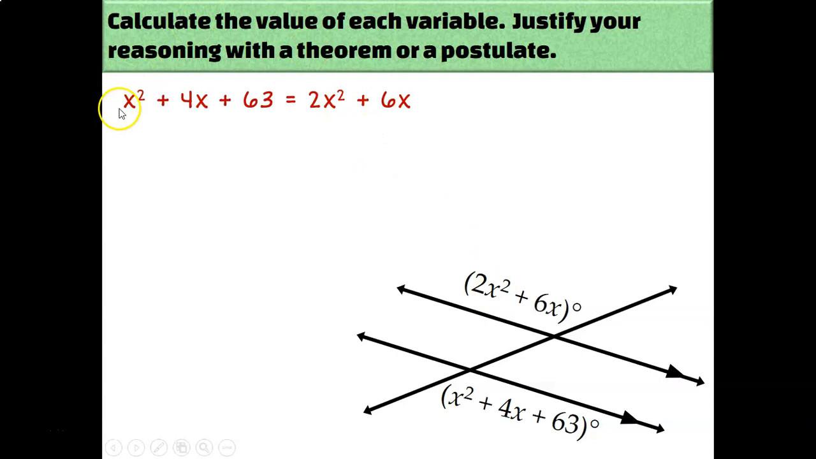So I'm going to subtract x squared and subtract 4x and subtract 63 over to the other side of the equation. So that means that on the left I'll just have 0 because I subtracted everything away. And then 2x squared minus x squared is 1x squared, and 6x minus 4x is 2x. And then just subtract 63 from 0, and you get minus 63. So what are the factors of negative 63 that add up to 2? That would be 7 and 9.